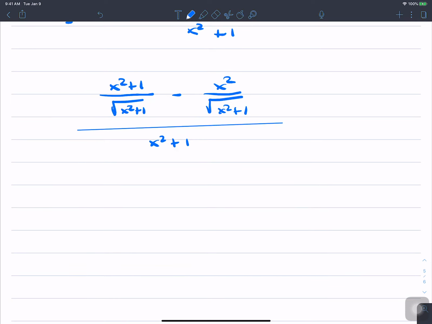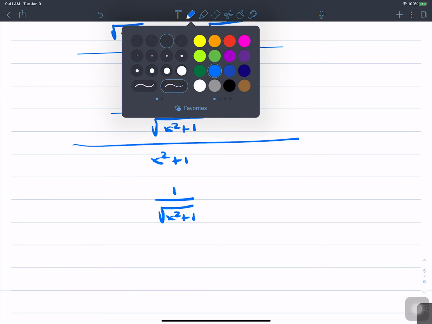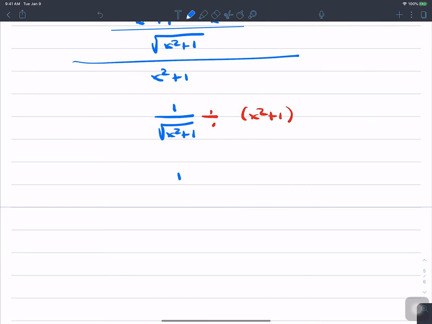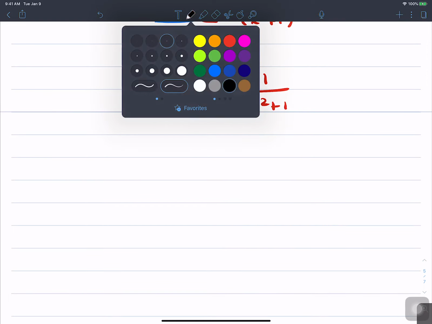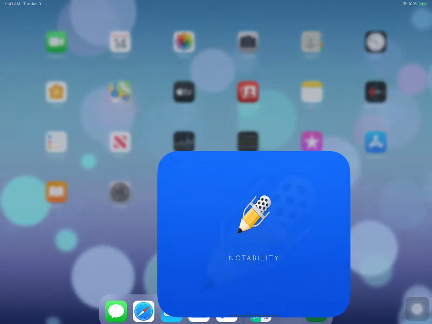So if I put this under the same denominator now, x squared plus 1 minus x squared plus 1 over the square root x squared plus 1 over x squared plus 1. These terms cancel. So you have 1 over square root x squared plus 1. And I'm going to write this as divided by the x squared plus 1 term. It's a whole number. So you have 1 over square root x squared plus 1 times the reciprocal, 1 over x squared plus 1. So, ladies and gentlemen, here's this derivative here. 1 over (x squared plus 1) square root x squared plus 1.